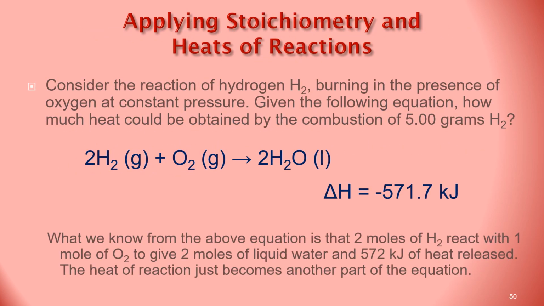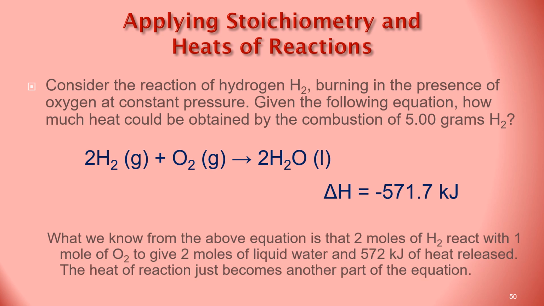let's consider this reaction that we just looked at. 2H2 plus O2 gives us 2H2O. So consider the reaction of hydrogen burning in the presence of oxygen at constant pressure. Given the following equation, how much heat would be given off by the combustion of 5 grams of H2? So what we do know here is that 2 moles of hydrogen reacting fully will give us negative 571.7 kilojoules.